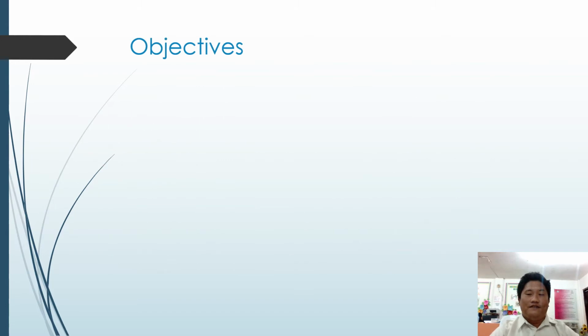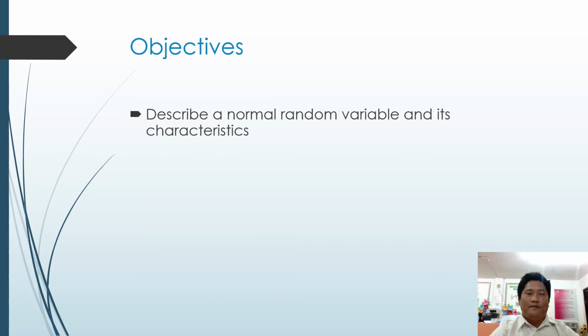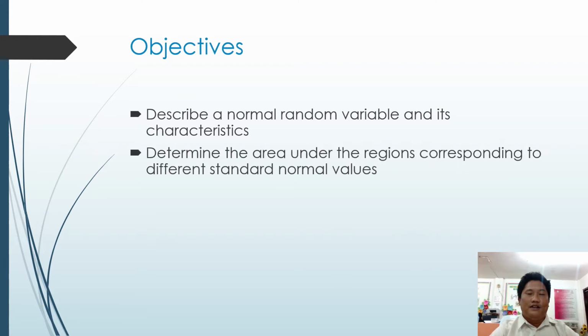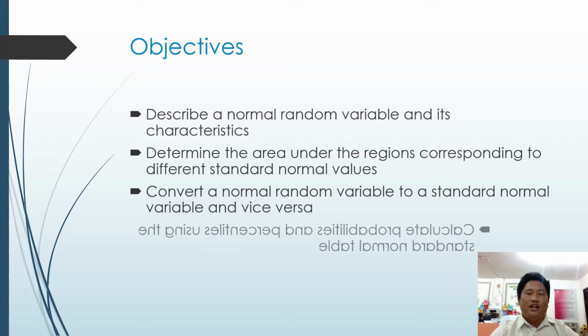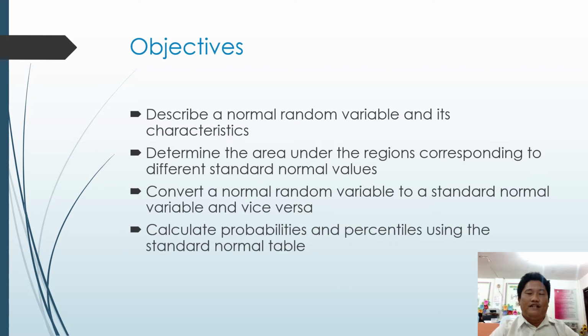Let's have the objectives of today's lesson. First, describe a normal random variable and its characteristics. Second, determine the area under the regions corresponding to different standard normal values. Third, convert a normal random variable to a standard normal variable and vice versa. Fourth, calculate probabilities and percentiles using the standard normal table. And lastly, solve problems involving normal distribution.